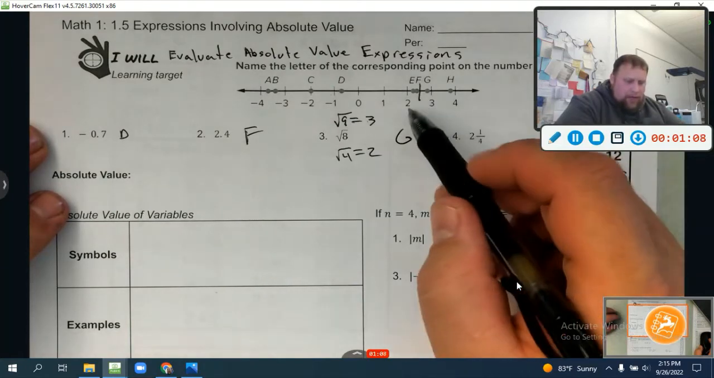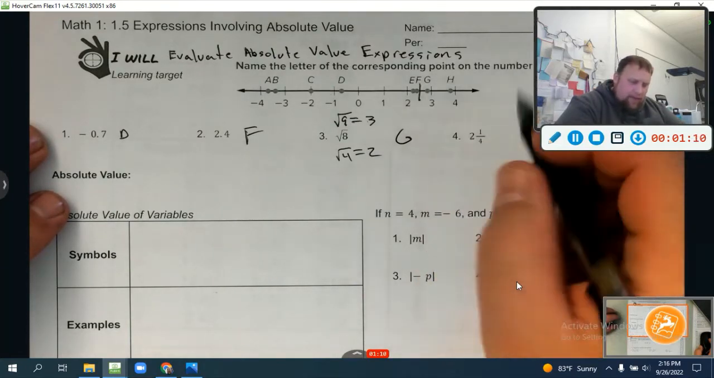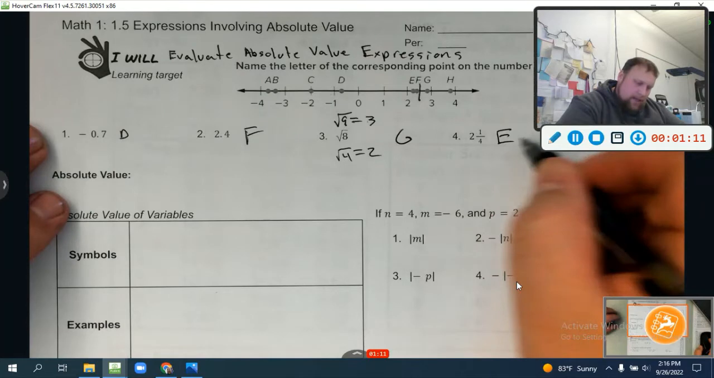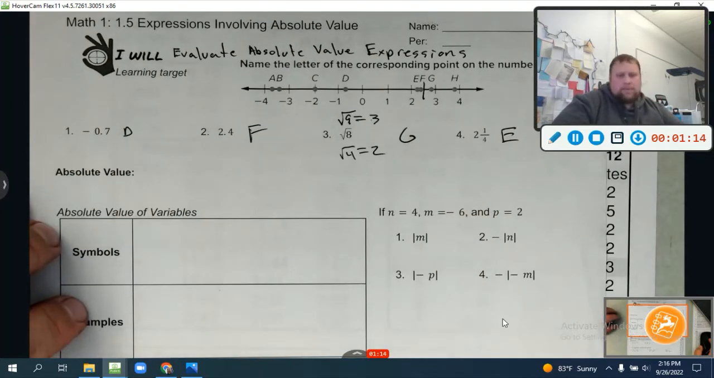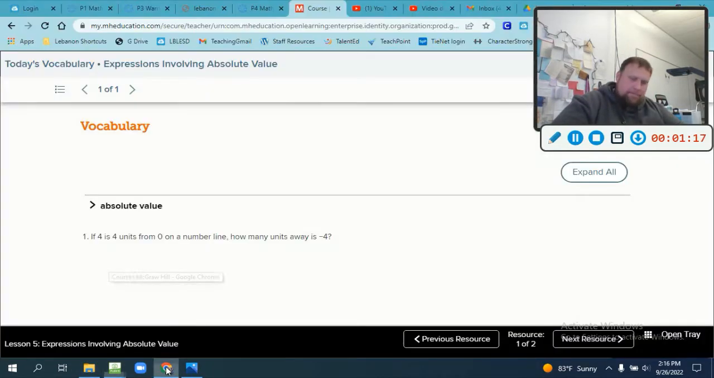Then 2 1/4, again, that's between 2 and 3. The only one left is E. Boom. Okay, we're going to go take a look at some vocab.